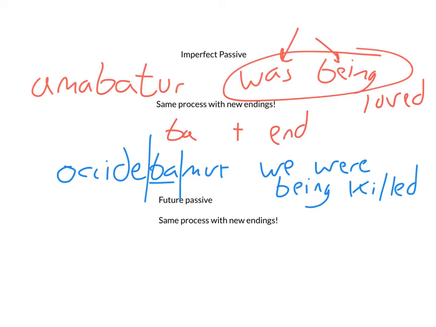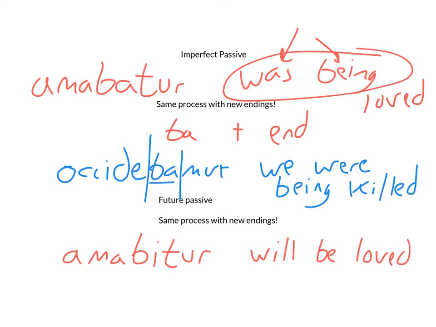All right, future is, again, same process, new ending. So you have to remember your bo, bi, bu ones and twos, A's and E's, fours and threes. I'm just going to write some forms because I think you can go look up the process of future somewhere else if you need to. But look, you have amabitur. And you're going to now say will be loved. You'll note the translation here. The will gives you the future. The be is that insertion of to be. You still have that ed there. And so you get will be loved.